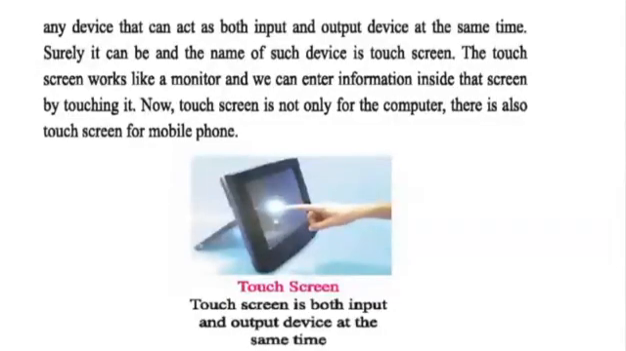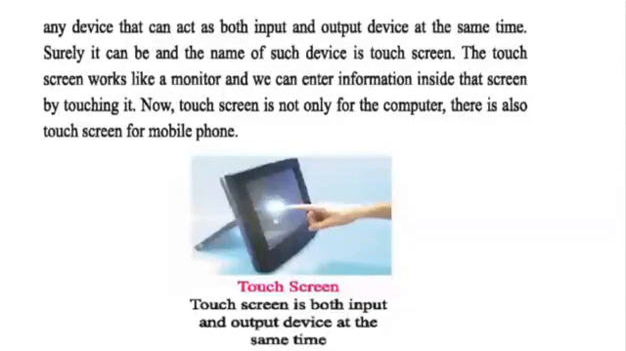Any device that can act as both input and output device at the same time. Do you know that? Which one? Surely it can be, and the name of such device is touch screen. The touch screen works like a monitor and we can enter information inside that screen by touching it.